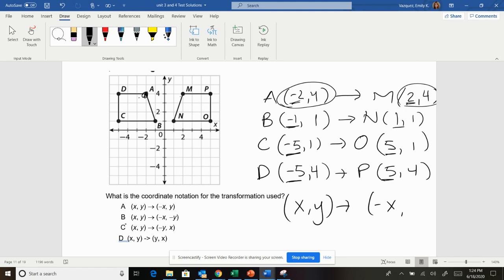Now let's go ahead and look at my y's. Just by knowing my x part, I can eliminate C and D already. Okay, now let's look at the y's. I'm going to focus on only my y's. A is 4, M is 4. B is 1, N is 1. C is 1, O is 1. D is 4, P is 4. I don't see any changes happening to my y values, so my y is simply going to stay the same. Now I look at my two translations that are left, and I know that the transformation that occurred has to be A.